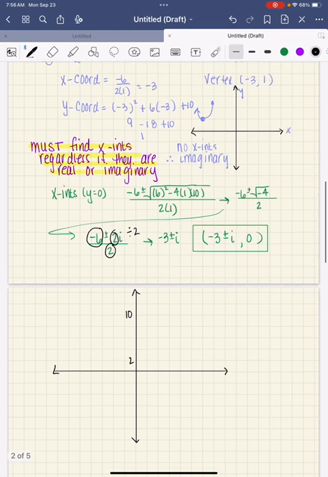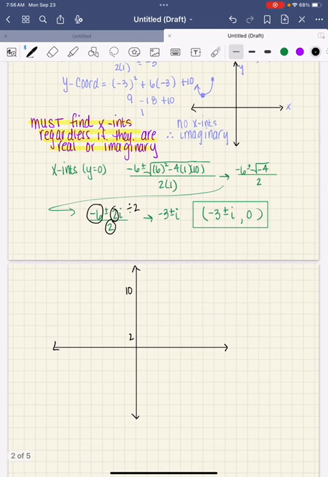That's no issue whatsoever. So the vertex was at negative 3, 1. Y-intercept was at 0, 10. I'm going to reflect and put the reflected point at negative 6. So my reflected point is at negative 6, 10.